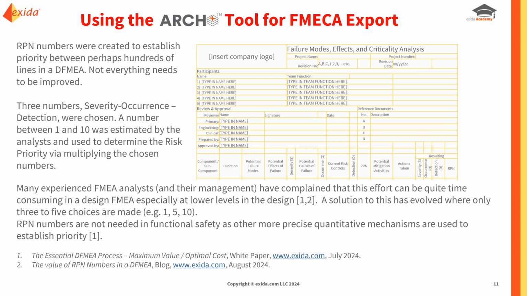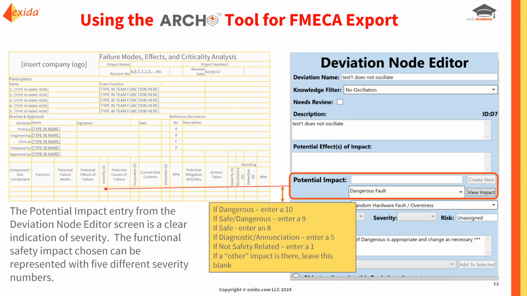RPN numbers are not needed for functional safety, as the whole functional safety mechanism has alternative, more precise quantitative mechanisms for this. But if you need this, we can use those precise mechanisms to generate some of these numbers for you. The potential impact on the deviation node editor can be used to generate one of 5 numbers, depending on the impact failure modes from 61508 that you enter. Cool.